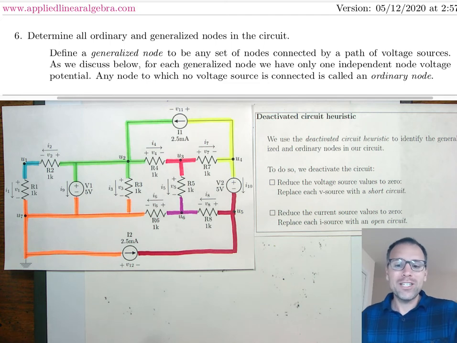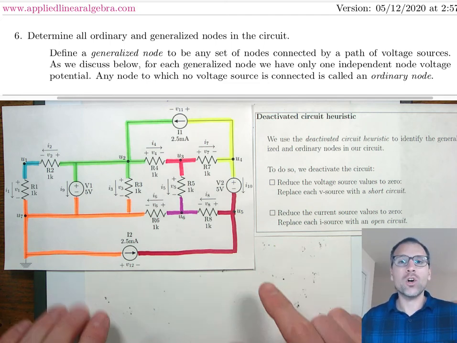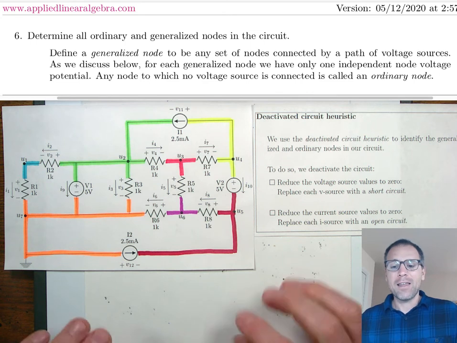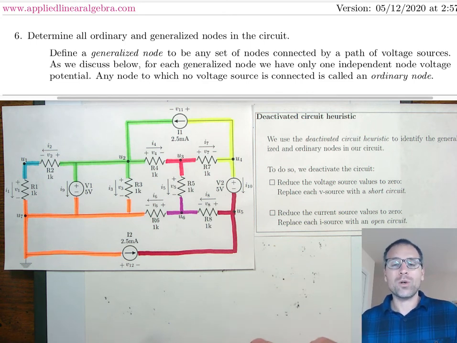We're going to continue step by step through this process. We are currently in step 6. These next two videos, this one and the next one, are going to be extensions to step 6 that are actually optional, but give a lot of nuanced understanding that goes behind some of the techniques that we're using in this LANA algorithm. Remember that step 6 was to determine all the ordinary and generalized nodes in our circuit.